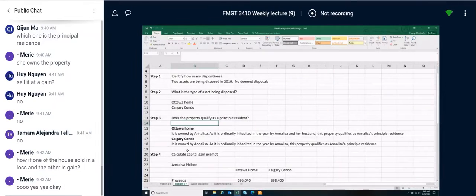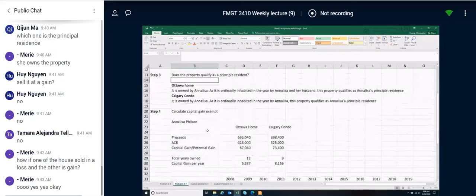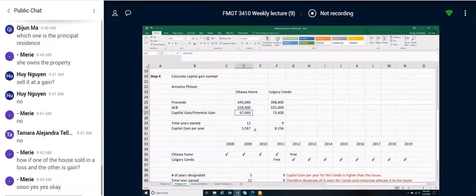The other thing I would say is if you read the rules, there are forms you have to file when you are claiming the principal residence election. But again, those forms are only required if you're selling for a gain, because these rules only apply where there's a gain. They don't apply if there's a loss. Okay, so now we calculate what's the gain on each property.